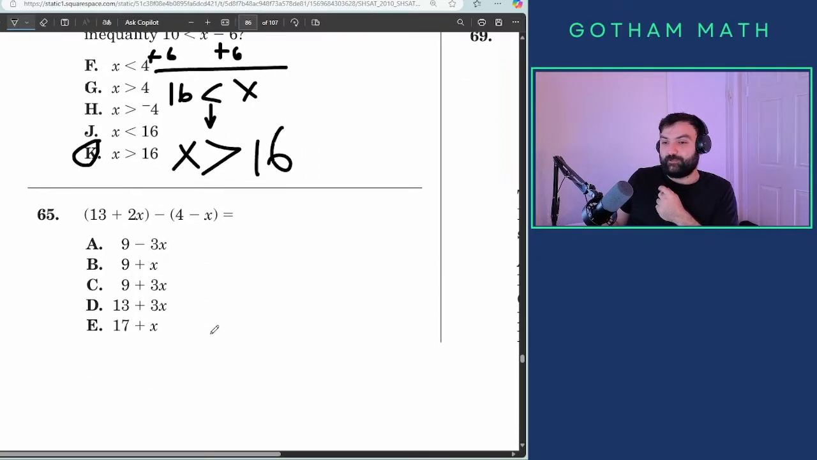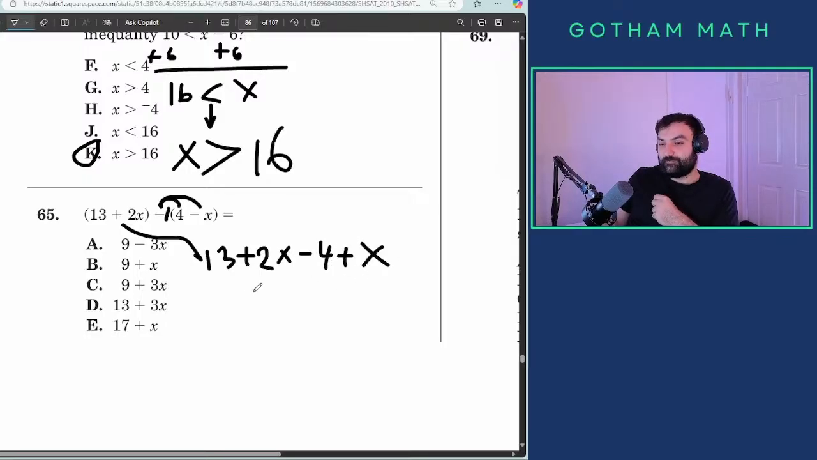Number 65. The only difficult part of number 65 is realizing that the minus has to be distributed on top of the 4 and on top of the negative x, like it's negative 1. The first one you're just copying, even without the parentheses is fine. The second one, you're distributing negative 1, you're going to get negative 4 plus x.